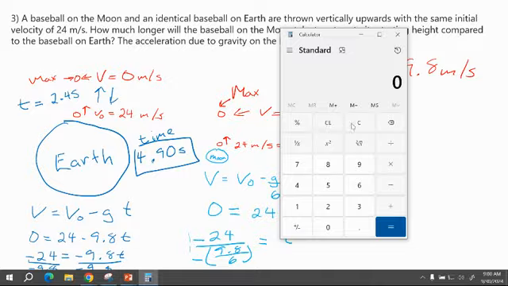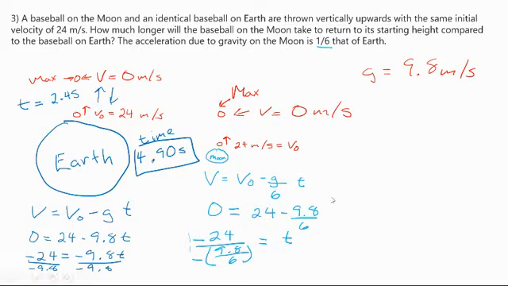Now let's clear all this out. 24 divided by 1.6333, and I get that. We'll multiply that by 2. So I get about 29.4 seconds total.